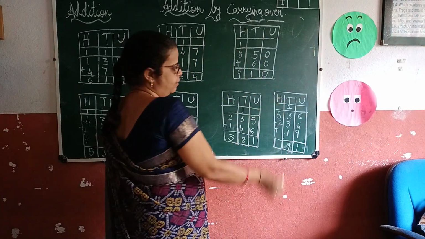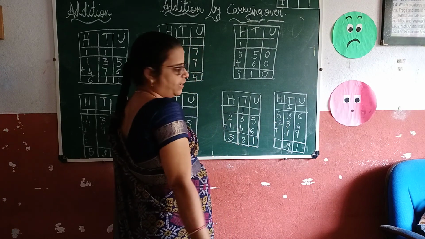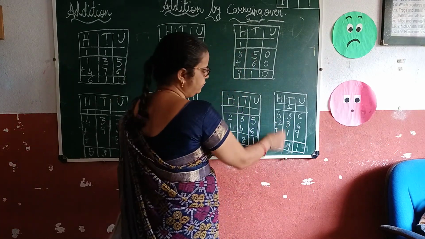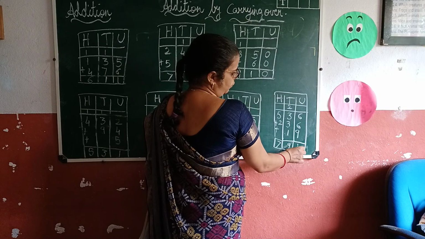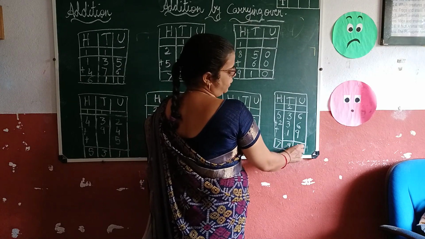Again in the 100s column, 500 plus 200. How many do we get? 700. So it is 700, 9 tens, 1 unit. So your answer is 791.